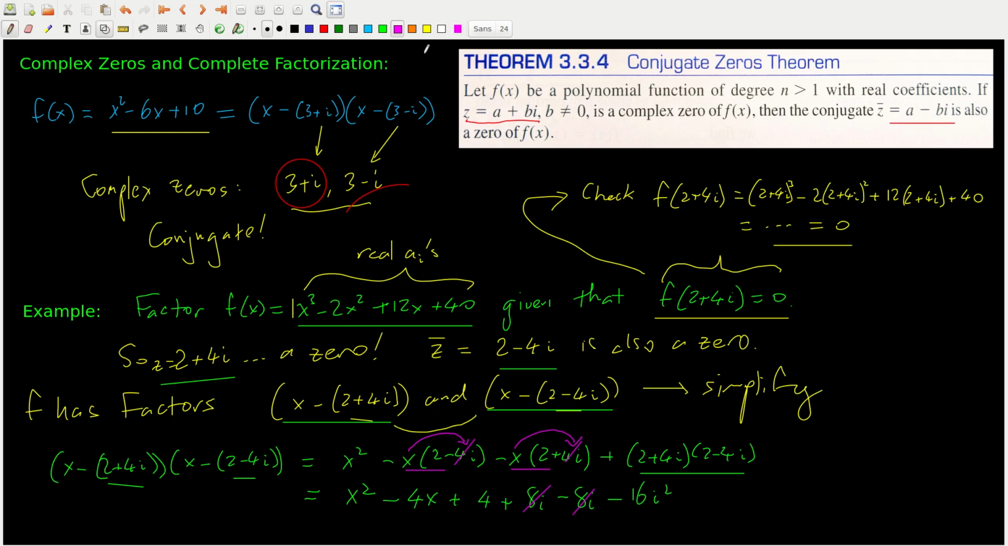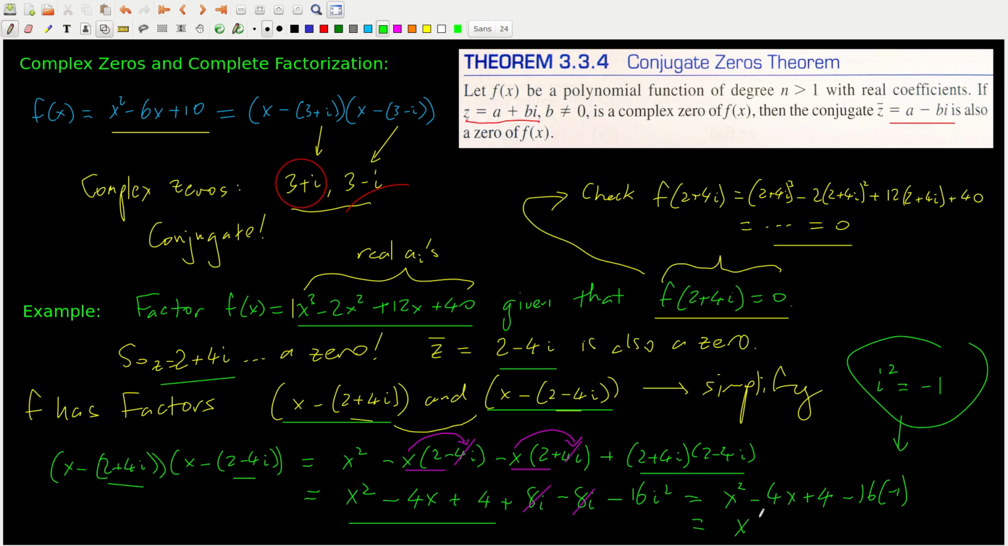And we know what i squared is. i squared is minus 1. And so putting this together, we get x squared minus 4x plus 4. That's this piece. The 8i's cancel. And this is minus 16 times minus 1. Because we're using the key fact about complex numbers, i squared is minus 1.